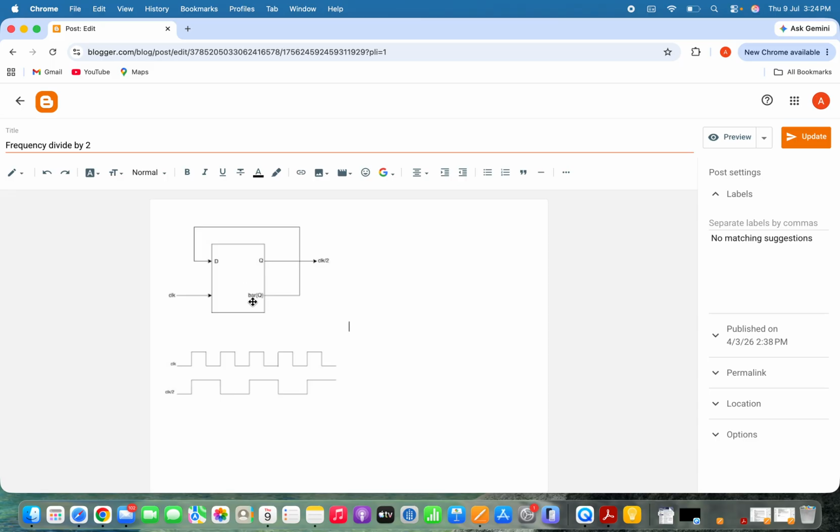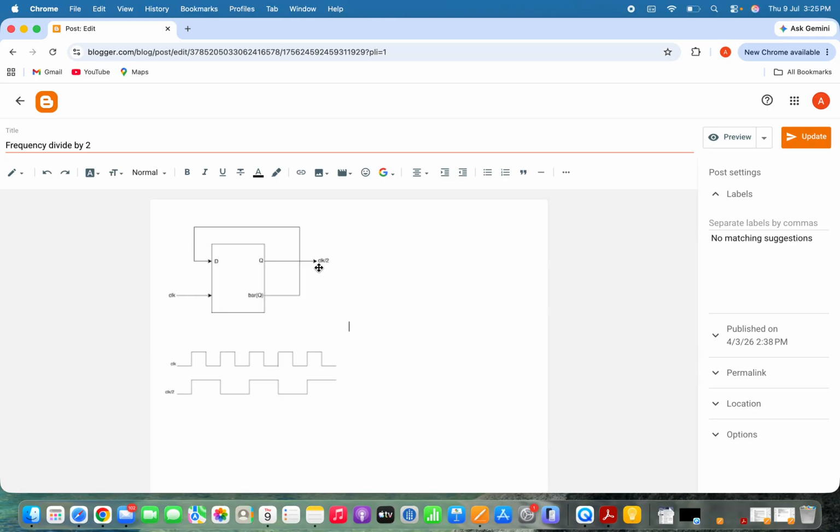First, let's look at the circuit. We have a D flip-flop with an input clock labeled as CLK. The important part of this circuit is that the complement output Q bar is connected back to the D input. The normal output Q is taken as the output clock labeled as CLK divided by 2. This feedback connection is what makes the circuit work as a frequency divider.